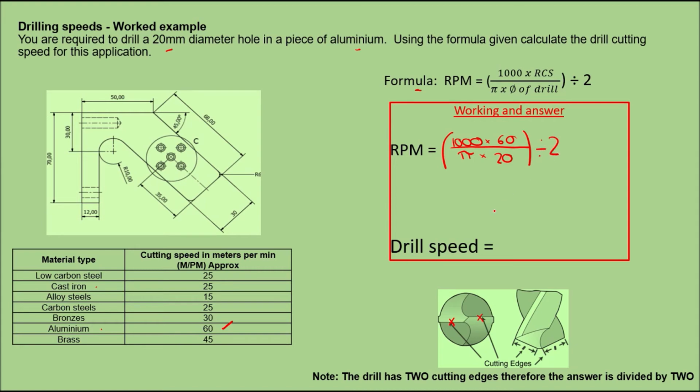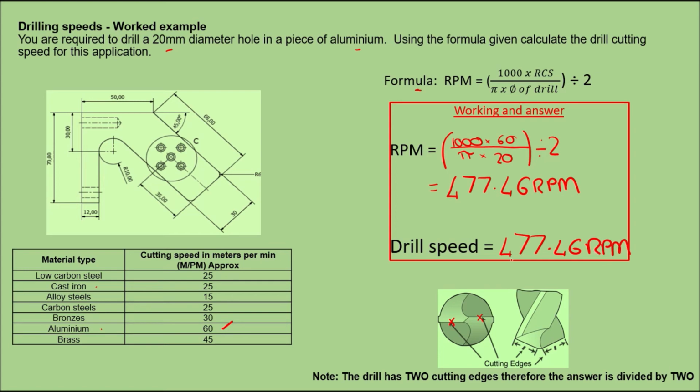Now I'll give you a minute just to pop that into your calculator and we'll decide what the answer needs to be. If you need to pause the video, you can pause it. But here, I'm going to give you the answer. 477.46 RPM. I'm just going to pop that down here: 477.46 RPM. Don't forget, RPM, revolutions per minute.